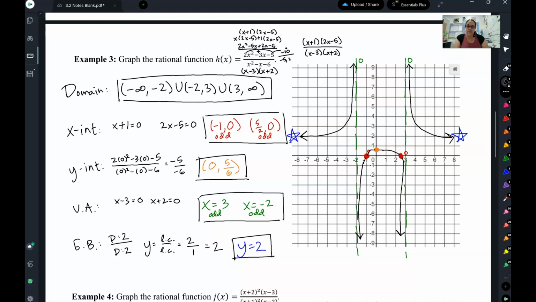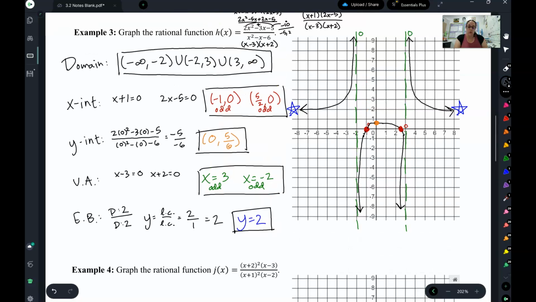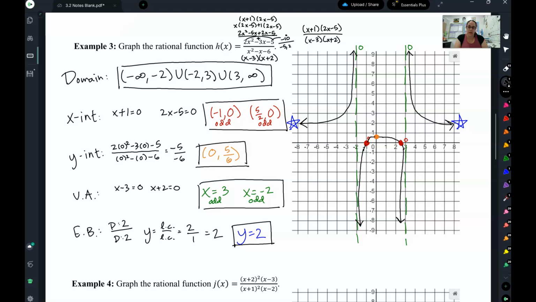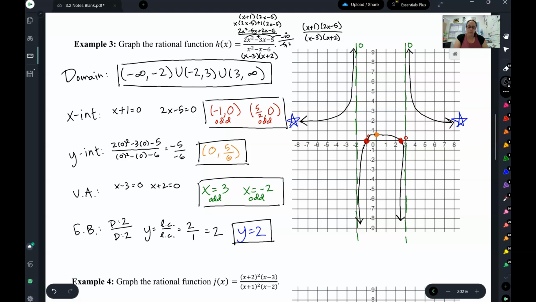The next video we'll do one more example problem, but this one is given in factored form, so you don't need to do all the work of factoring at the beginning. However, when it's in factored form, you got to be really careful with finding the y-intercept and the end behavior. So we'll talk about that in the next video, and we'll be very careful when we do it.